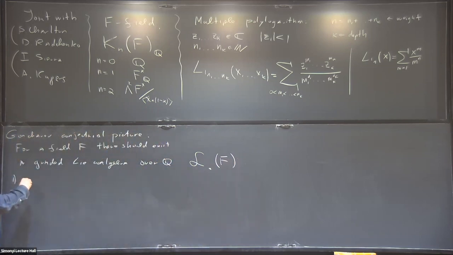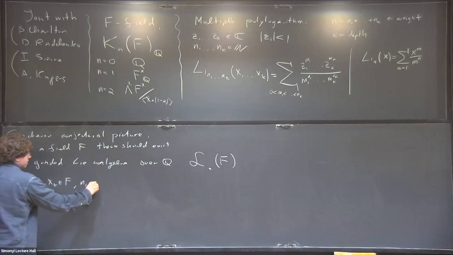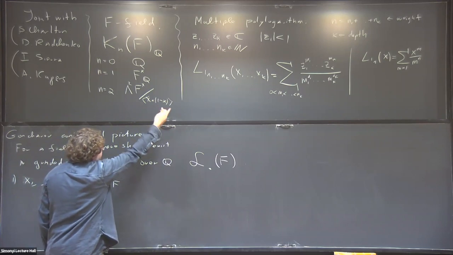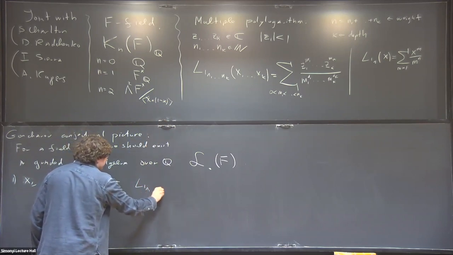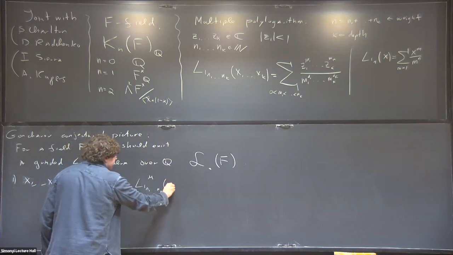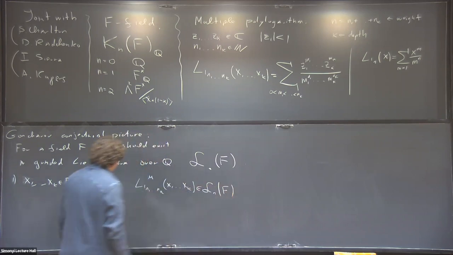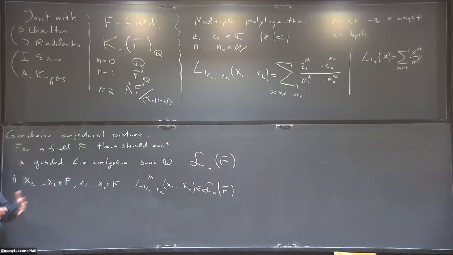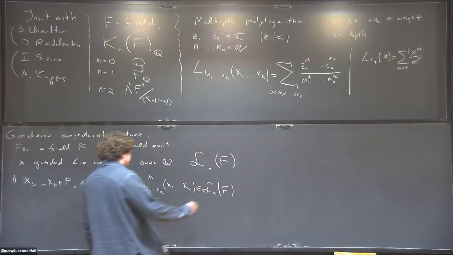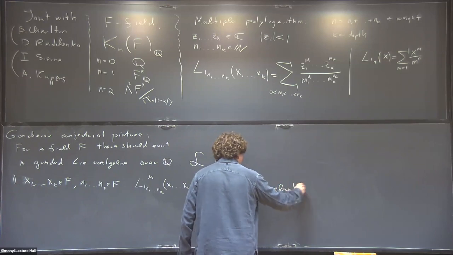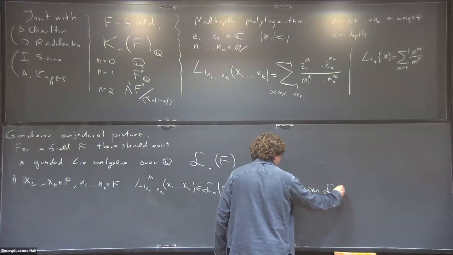Firstly, for every collection of points x1, ..., xn in the field, and every collection of integers, you should have an element in this Lie algebra, which is notationally looking like multiple polylogarithms. I will put the word M here for motivic, meaning the corresponding element of this Lie algebra. And moreover, L is expected to be spanned by these elements. These elements span L as a Q-vector space.